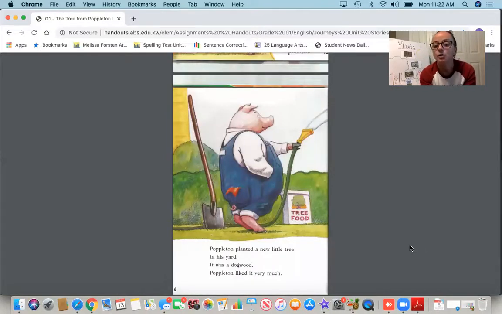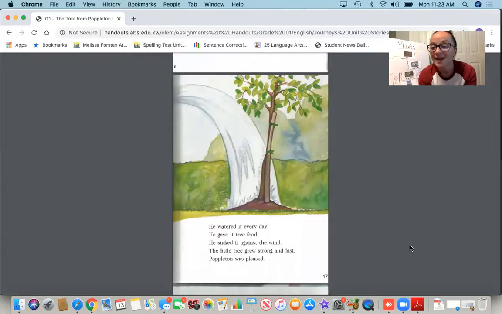Poppleton planted a new little tree in his yard. It was a dogwood, and Poppleton liked it very much. There's that dogwood. It's a type of tree. He watered it every day. He gave it tree food. He staked it against the wind, so to protect it. The little tree grew strong and fast. Poppleton was very pleased.